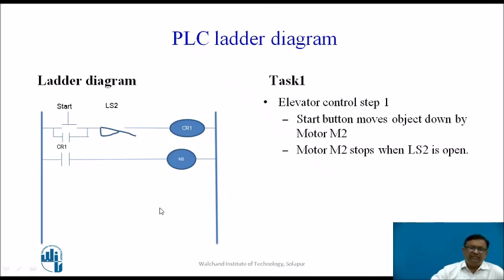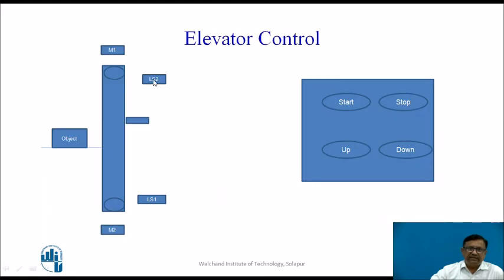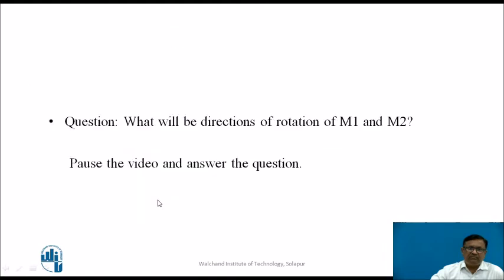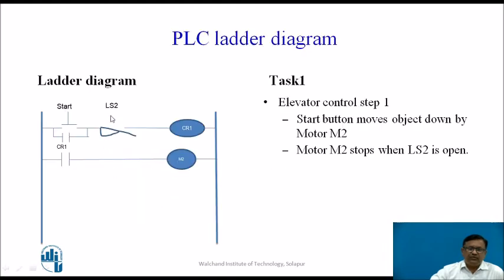So here now we will see different steps required for implementing this. As we saw earlier, there are 4 steps involved: start, stop, up and down. So here this is task 1. Here, this is the start button, this is limit switch 2, limit switch 2 is at the top, limit switch 1 is at the bottom. This is a CR1 control relay, and this is also CR1, used for latching. Then there is CR1, and this is motor M2.